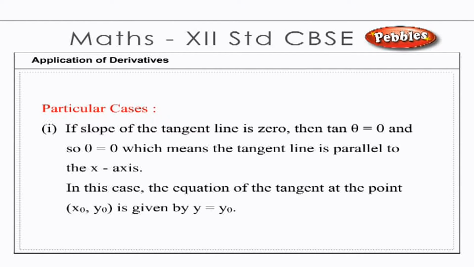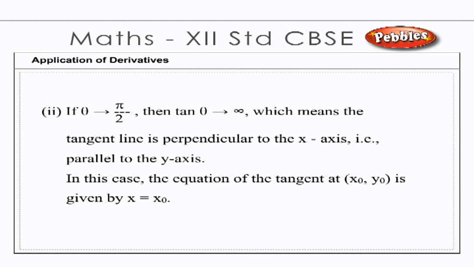Particular cases. First, if the slope of the tangent line is 0, then tan theta = 0 and so theta = 0, which means the tangent line is parallel to the x-axis. In this case, the equation of the tangent at the point (x0, y0) is given by y = y0. Second, if theta = pi/2, then tan theta = infinity, which means the tangent line is perpendicular to the x-axis, that is, parallel to the y-axis. In this case, the equation of the tangent at (x0, y0) is given by x = x0.